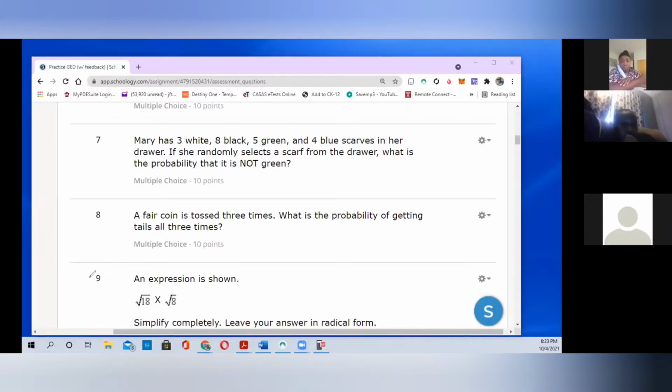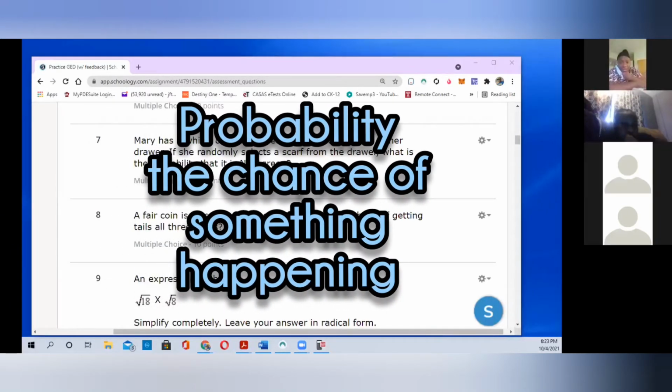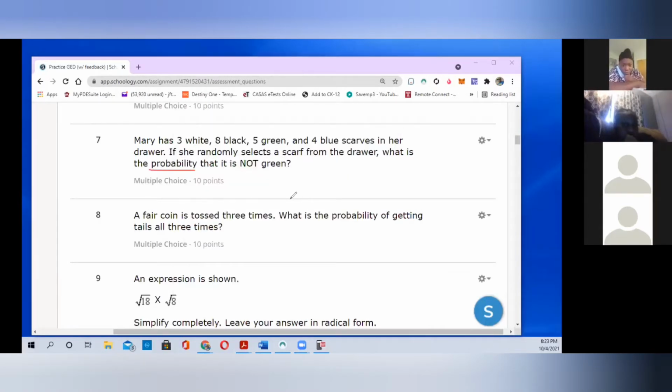So now I want to make sure I go over it. When you see the word probability, what does probability mean? The chances? Yes, the chance of something happening. So first of all, you have to know the definition. It's the chance of something happening. Got to understand what probability is.